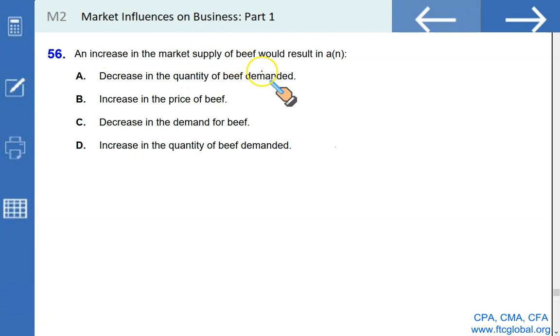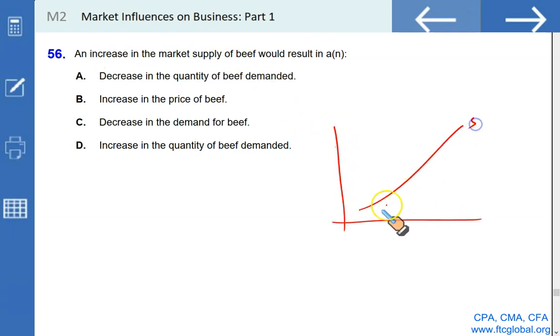An increase in the market supply of beef would result in, let us draw, this is the supply curve, this is the demand for beef. Okay, an increase in the market supply of beef. Now, this is S1. Decrease in the quantity of beef demanded. In fact, there is an increase in quantity demanded from this point to this.